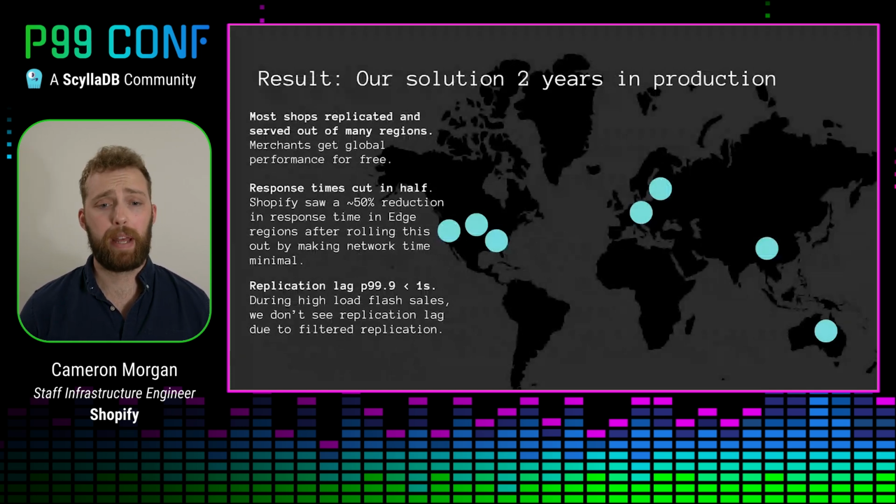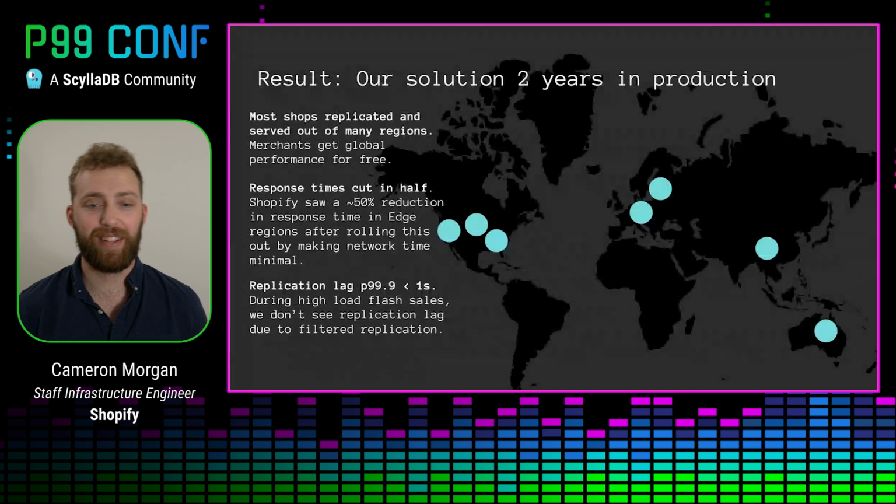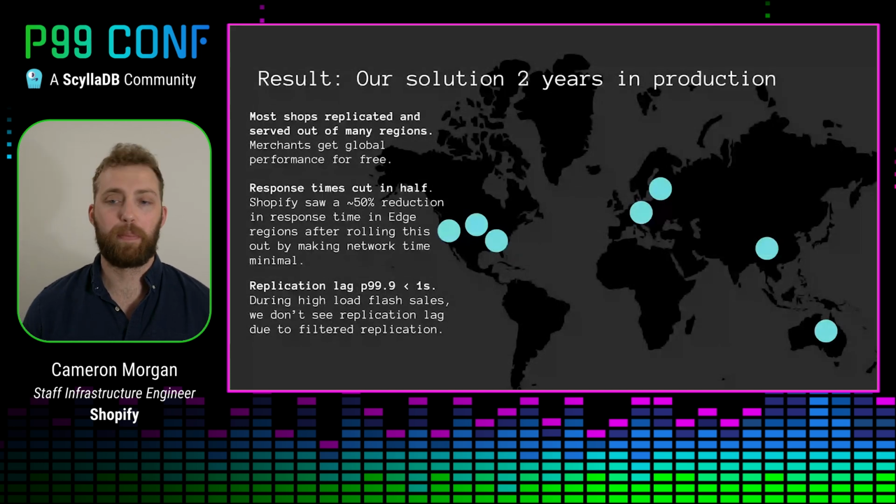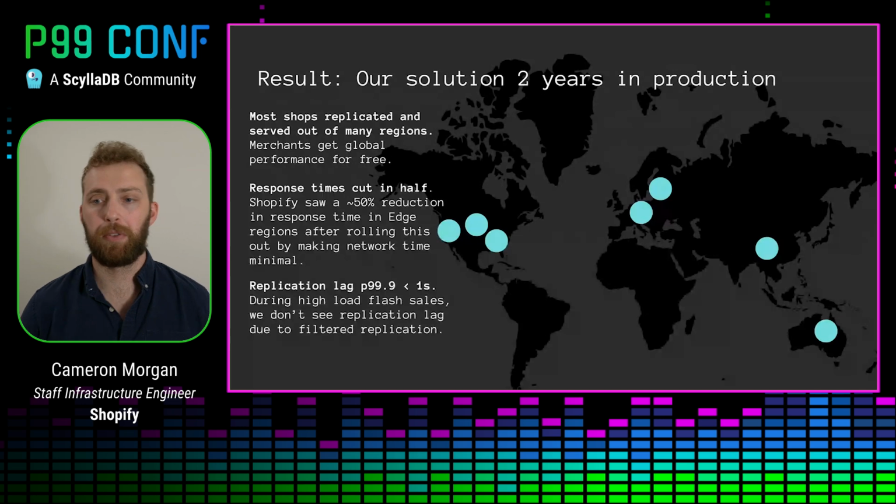So fast forward a bit, skip the boring design stuff. Don't worry, I'll talk about that. But shops are always replicated everywhere. This is the current state. This map shows regions that we replicate to. You don't have to configure it or care.